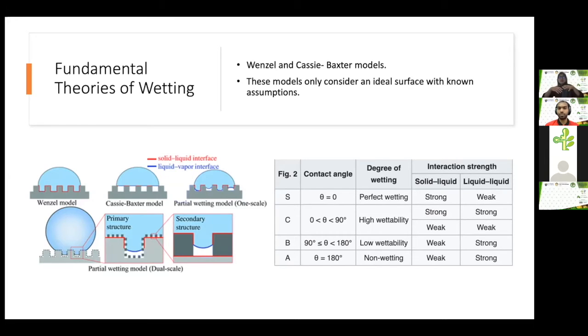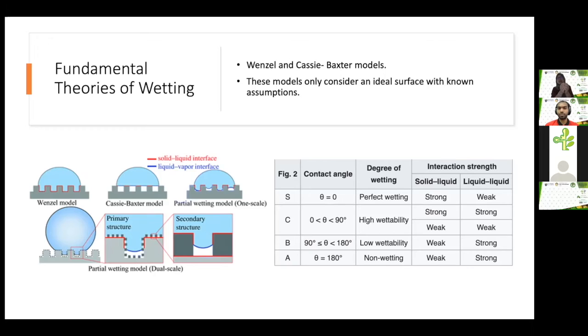You can run off the water, meaning you can tilt it so that the water can just flow away. It will be exposed to water for a very long time. So we're looking into non-wetting. We want a very strong non-wetting, meaning that the liquid-liquid interaction, which we call cohesive force, is very strong, and the theta angle is more than 180.